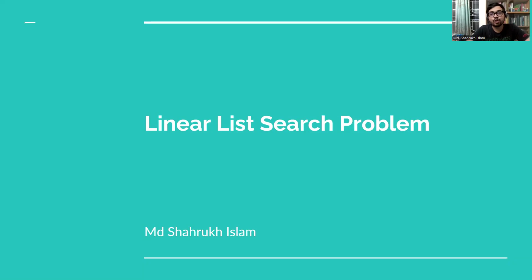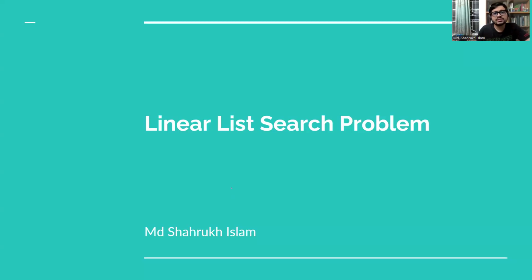In this lecture, I will show an algorithm about the linear list search problem. This is a problem of online algorithm. In online algorithm, we don't know the inputs from the future, rather we only know the inputs of the past and the present. So we have to take some decision on what we got from the past input and the present input.